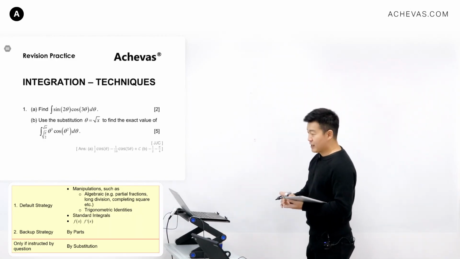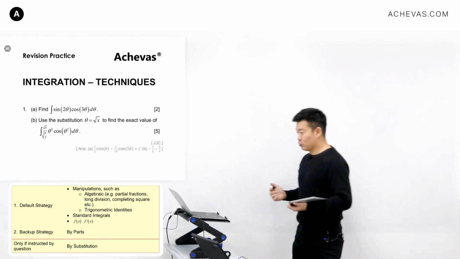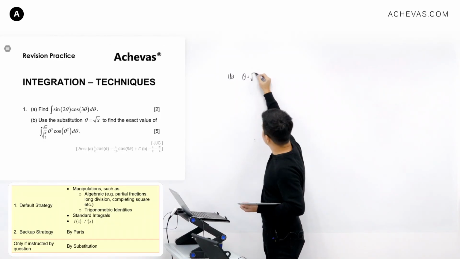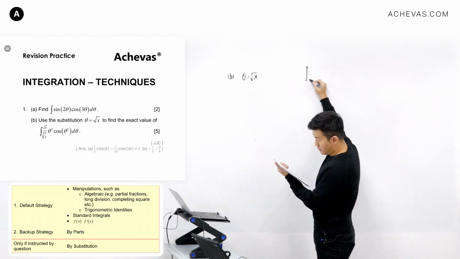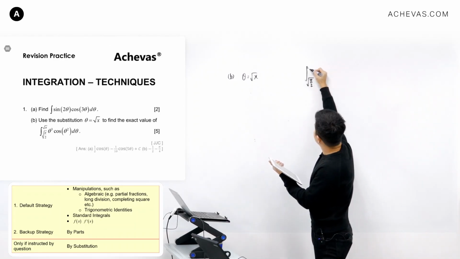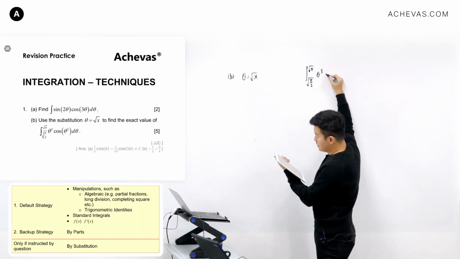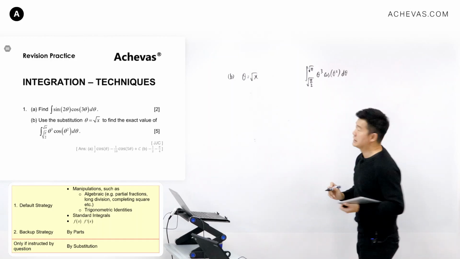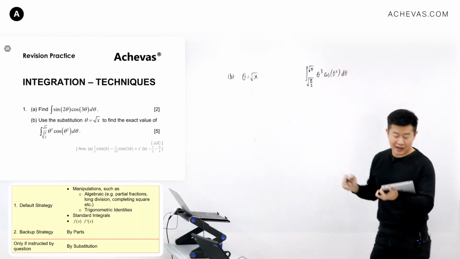In 1b, we are supposed to do substitution. So this is triggered by the question. So to do the substitution for 1b, we are given theta to be equal to square root of x. And we are supposed to integrate from square root of pi over 2 all the way until square root of pi of theta to the power of 3 cosine theta square d theta. So we are going to be replacing all the theta by x.